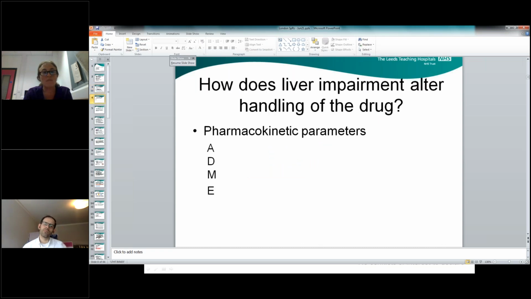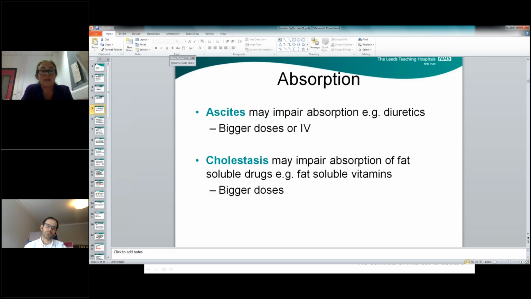So when we talk about drug handling, we're really talking about all of the different pharmacokinetic parameters: absorption, distribution, metabolism, and elimination. And actually, there's also a little bit about pharmacodynamics, although I'm not really going to touch on that. But all of these different aspects of how a drug is handled can be affected by liver impairment.